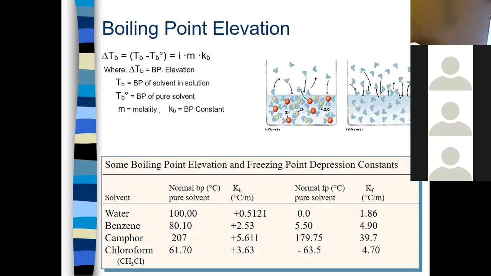So boiling point elevation, we saw earlier from our phase diagram that because the vapor pressure dropped, the boiling point increased for a solution. There's a simple mathematical formula here to calculate the change in the boiling point. I emphasize that word change in boiling point because a lot of people will make the mistake of thinking they're calculating the new boiling point. No, you're calculating the change in the boiling point.